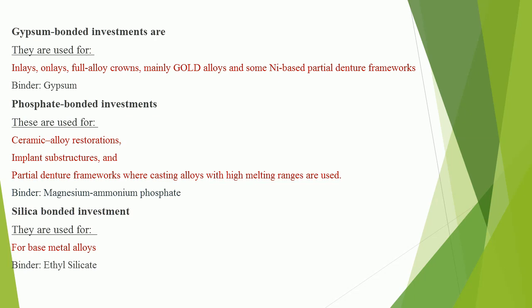And finally, the silica bonded investment materials are used for base metal alloys. As I mentioned, base metal alloys are nickel chromium and cobalt chromium alloys. And in this case, the binder is ethyl silicate. So they have different uses, and basically it is concerned with the temperature. For higher temperature metal alloys, we use phosphate bonded and silica bonded investments, and for lower temperature alloys like gold, we use gypsum bonded investments.